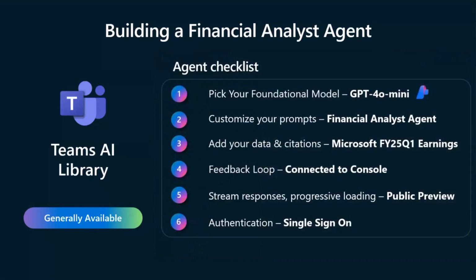But so if we go and look at that build, we picked out our nice model GPT-4 Mini from Azure AI Studio, as well as Azure AI Foundry. And then if you go through the agent checklist, we also updated the prompt, added our data, and did the feedback loop, and then did a shout out to single sign-on, which is great to use for Teams.